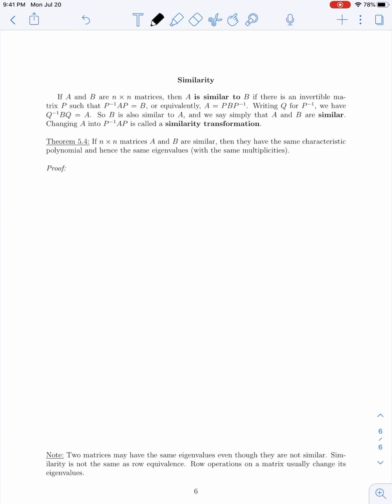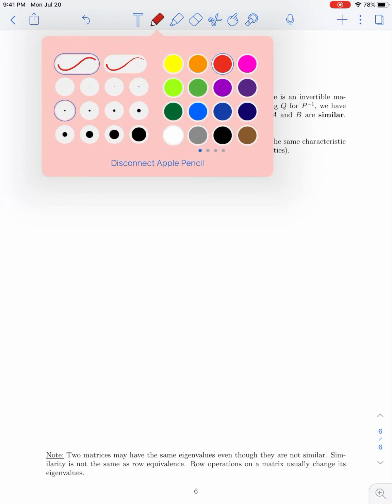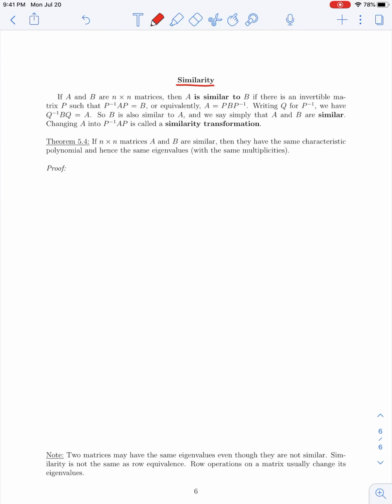Now in the last part of this section, we'll introduce the concept of similar matrices, which we'll see appear in our next section and throughout the Chapter 5 material. Here let's introduce the definition of similarity of matrices. If A and B are two square matrices, both n by n, then A is said to be similar to B if there exists an invertible matrix, call it P, such that P inverse times A times P is equal to B.